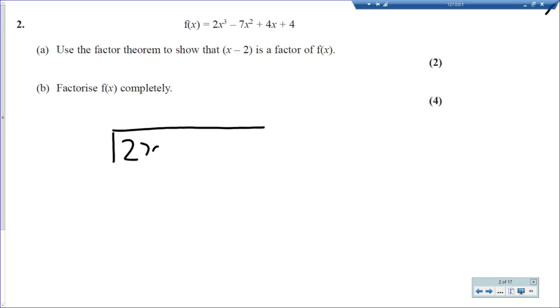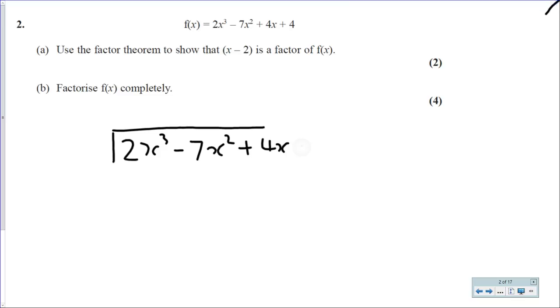Let's just set it up like this, just using what you might have called bus shelter in the past. Yeah, I'm going to apologise for my writing. It's quite difficult to write with this stylus on here.